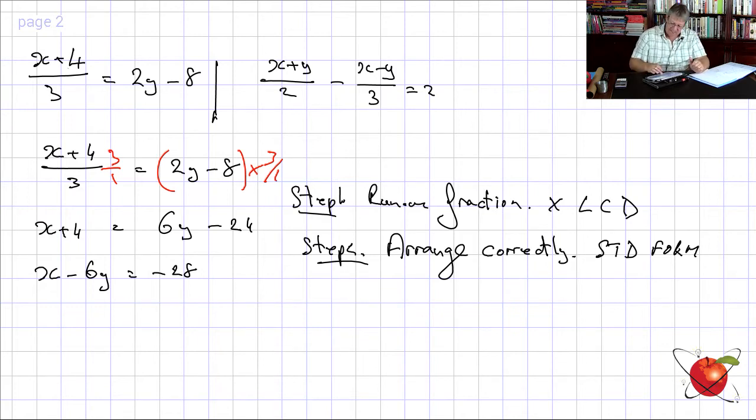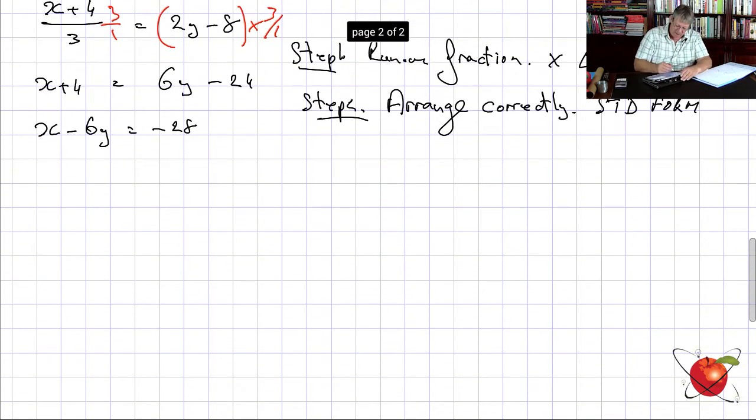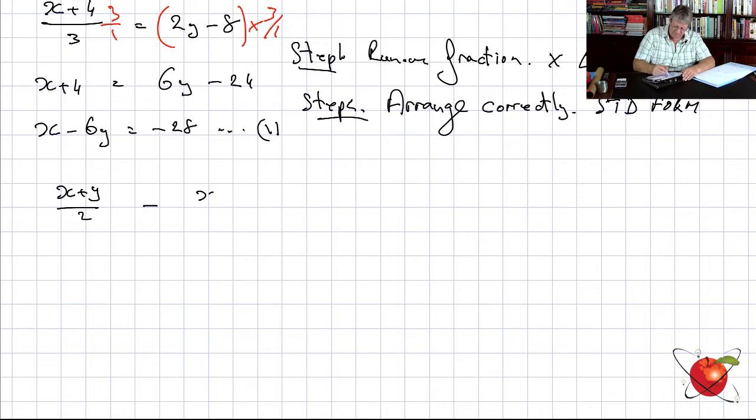Let us now go back and look at the other one, the x plus y over 2. So we've got our equation 1 now. Now we're looking at the other one. We're saying x plus y over 2 minus x minus y over 3 equals 2. All right? So what do we say? We've got to get rid of the fraction, so times by LCD.